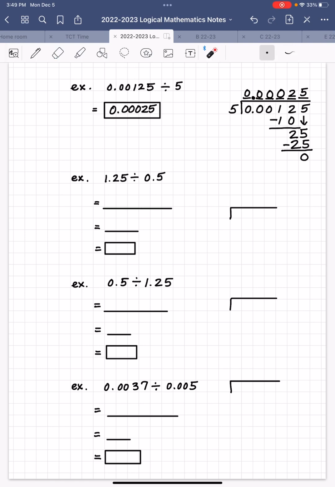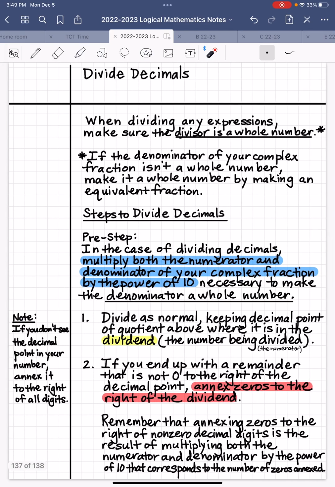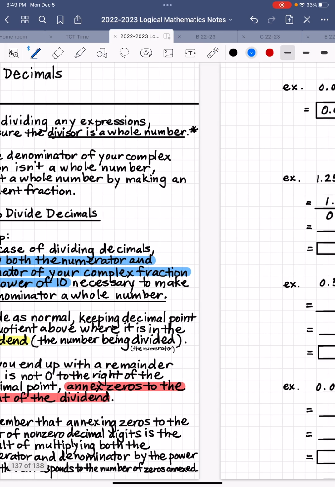Next one. Our next division expression is 125 hundredths divided by 5 tenths. Are we dividing by a whole number? No. So we're going to rewrite this as a complex fraction. That is the division of two fractions. Okay? And then we're going to ask ourselves, what do I have to multiply the denominator by to make this a whole number? Well, we're going to multiply it by the power of 10 that is necessary to make the denominator a whole number.